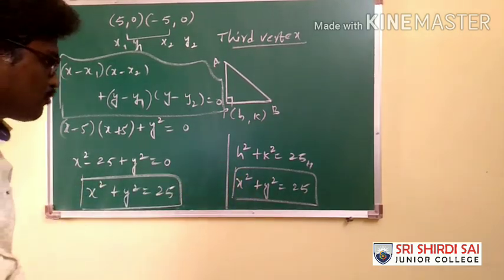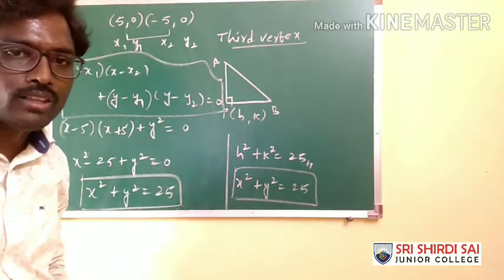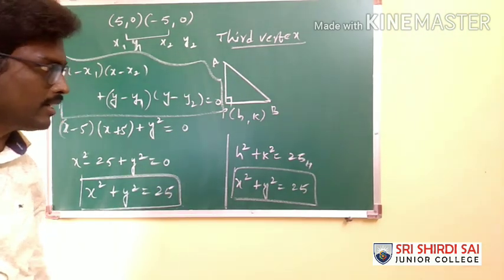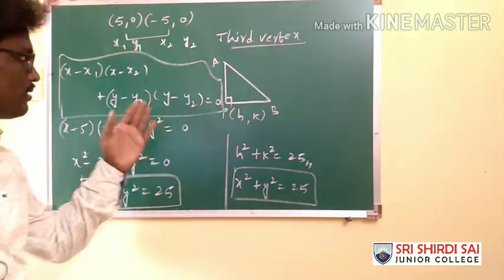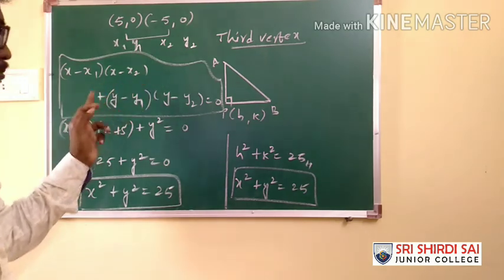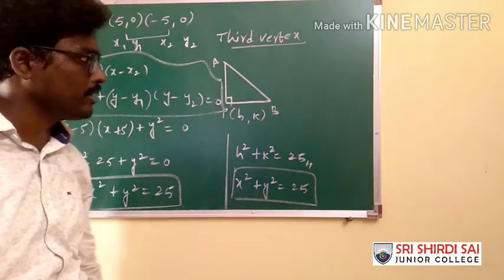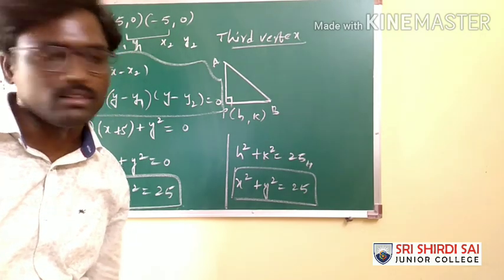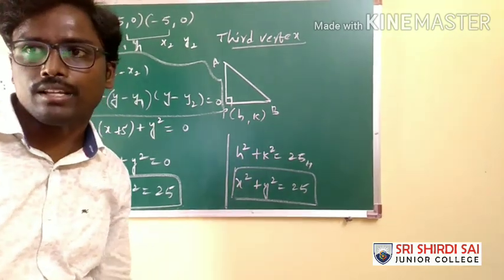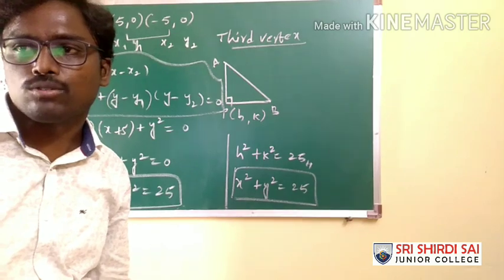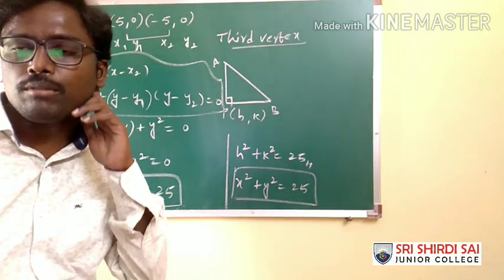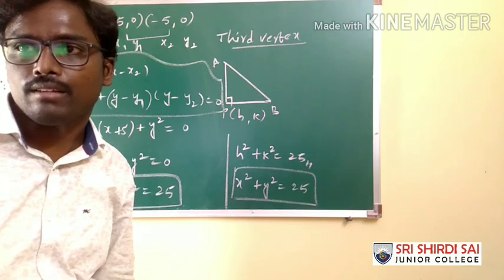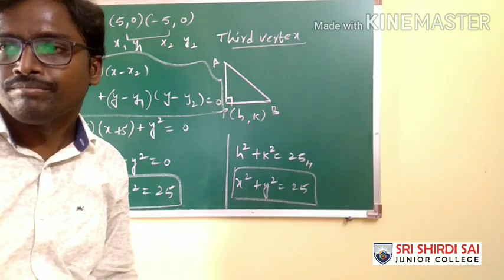In both cases we have got the same result. When you are talking about the third vertex of a right-angle triangle and its locus, you can use the result (x minus x1)(x minus x2) plus (y minus y1)(y minus y2) equal to 0. Otherwise, you can go with the traditional method as we have discussed here. What is the traditional method? PA square plus PB square is equal to AB square, because we are talking about a right triangle in which we can apply the Pythagoras rule.